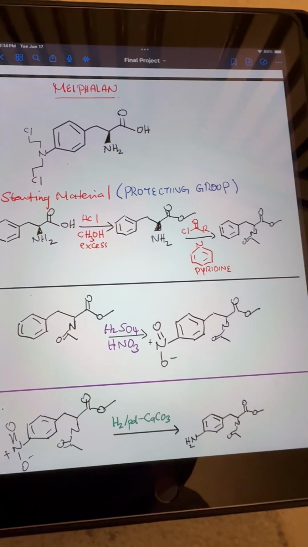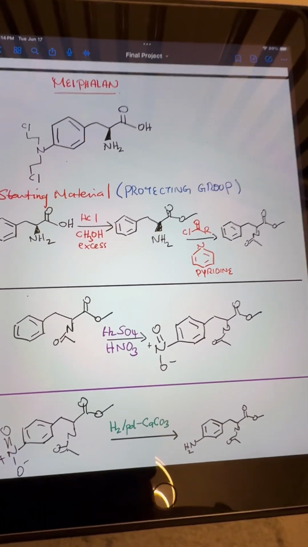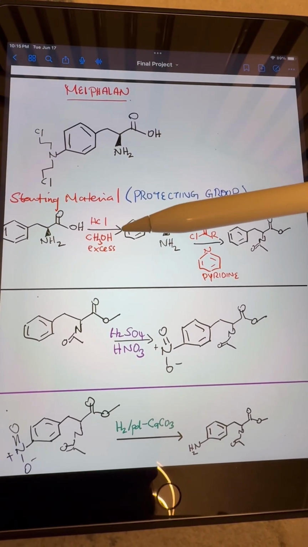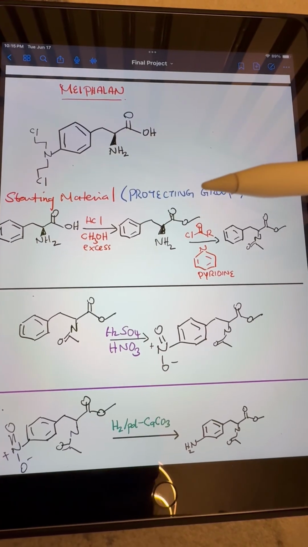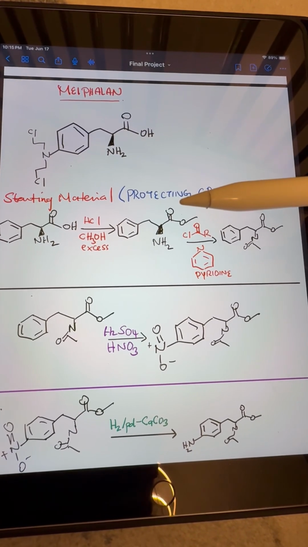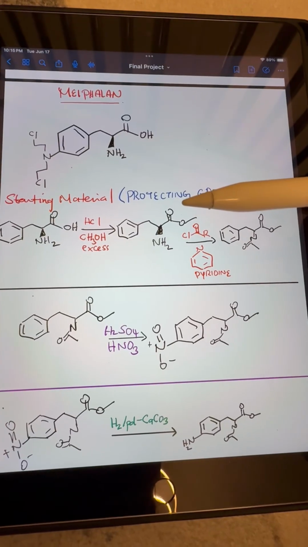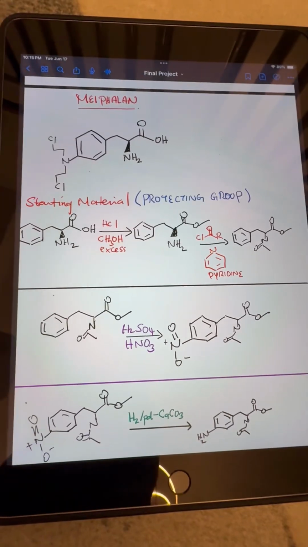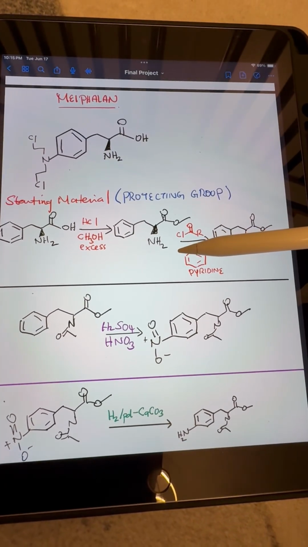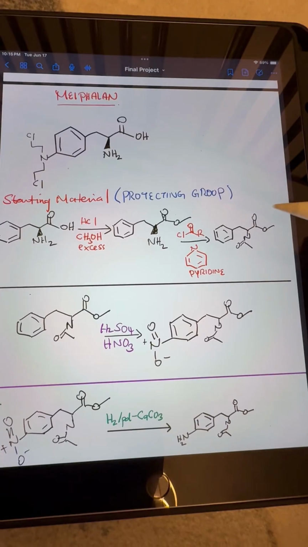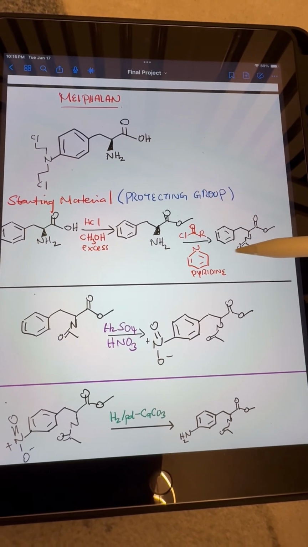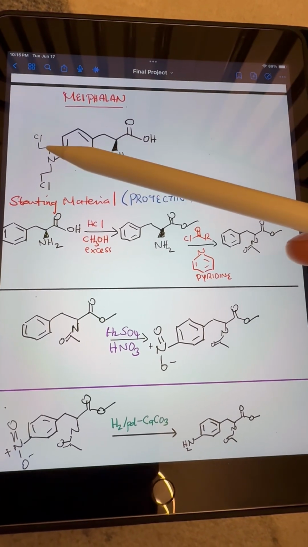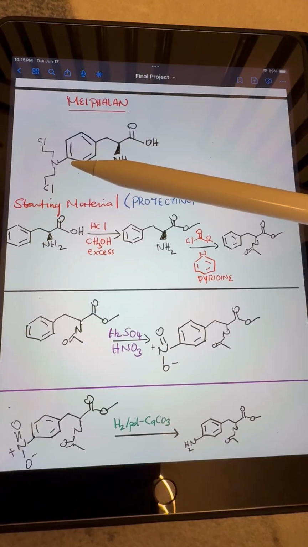To protect my carboxylic acid, I used HCl and excess CH3OH. That will convert it to an ester. Esters are less reactive than carboxylic acid. And then I also protected my NH2 group with acyl chloride and pyridine. So now I'm ready to get into the process of attaching this part of my molecule onto the para position.